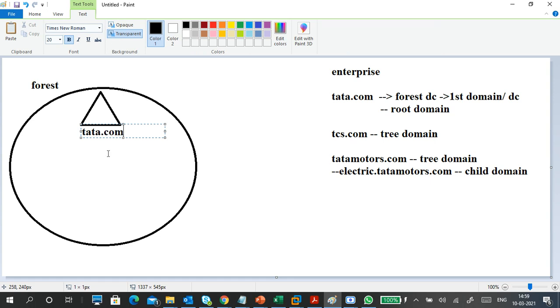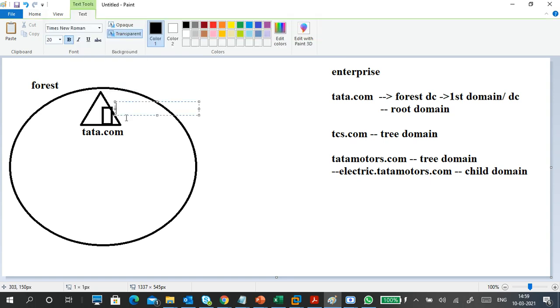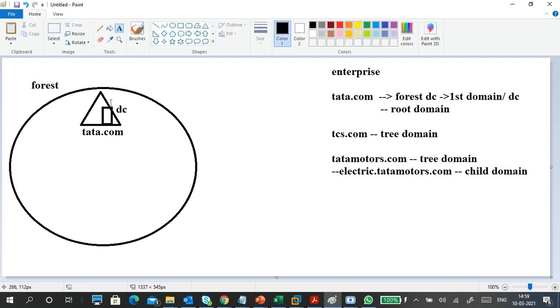Tata.com, so this is what I created first. If I create this domain, then only the forest will be created. Without creating a domain, you can't create a forest. And the representation of a domain controller is like this, a rectangle symbol kind of thing. This is a domain controller. So this domain controller makes this domain, right? Without a domain controller, you can't create a domain. So the domain is a forest level domain controller.